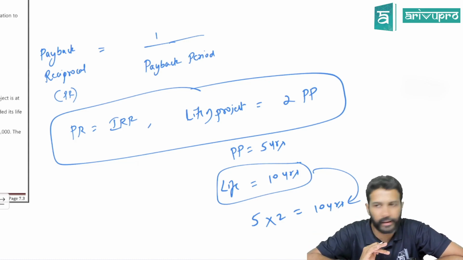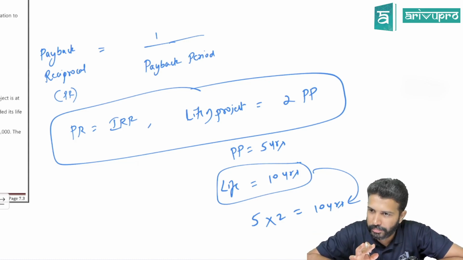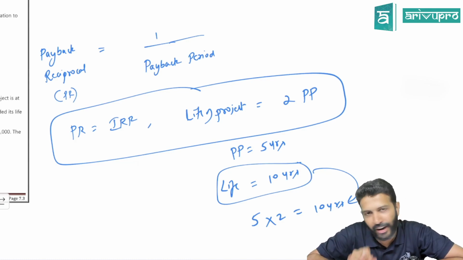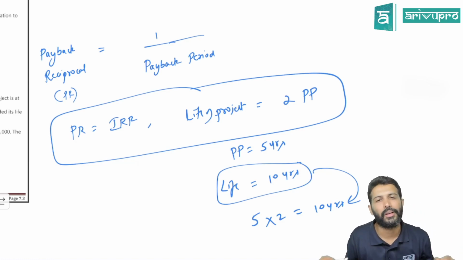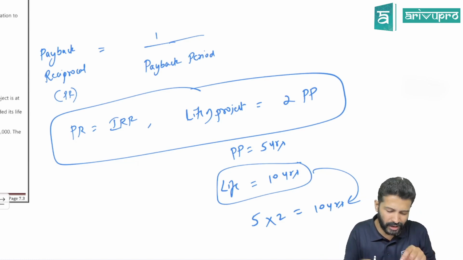Another way to calculate IRR. Don't use this in the exam unless they ask for it. If they ask you to calculate IRR, calculate IRR conventionally only. This is just their hypothesis. If they specifically say payback reciprocal, they may ask this as a theory question.